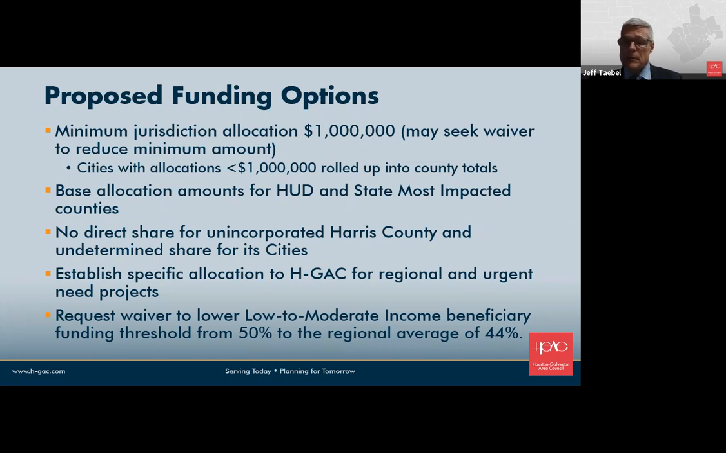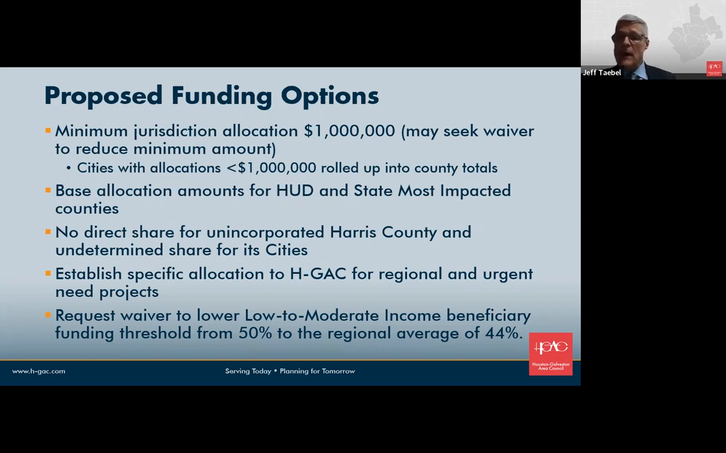We are planning to propose a waiver to lower that 50%, and that's about the money, that's not about the population served, to our region's average of 44%. And the reason why we are proposing this is particularly for some of those larger mitigation projects, or really any project that works on a watershed-wide scale, it can be hard to find an entire watershed area that benefits greater than 51% low to moderate income population.